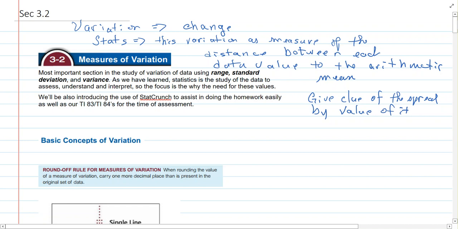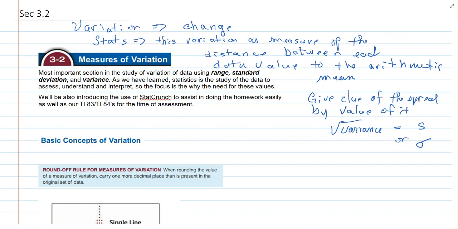And now we introduce something else, that the square root of the variance is the standard deviation for a statistic group, a sample, or population. So we're going to do all of this as we approach this material. The most important section in this study of variation of data is using range, standard deviation, and variance. So we have 3 topics in this.